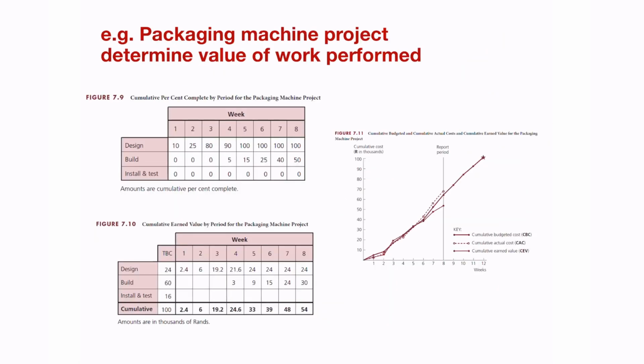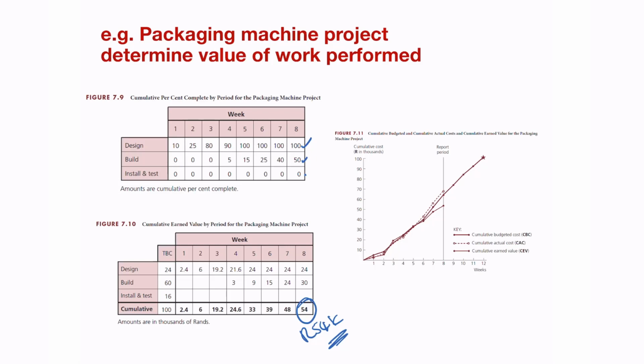So let's have a look at our packaging machine example, the cumulative percent complete per period. We'll see that by week 8, the design is complete, the build is 50% done, and the installation and test obviously has not started because your machine isn't finished being built yet. So if we look at the earned value, the amount in thousands of rands, it's already at 54,000 rand out of a budget of 100,000.